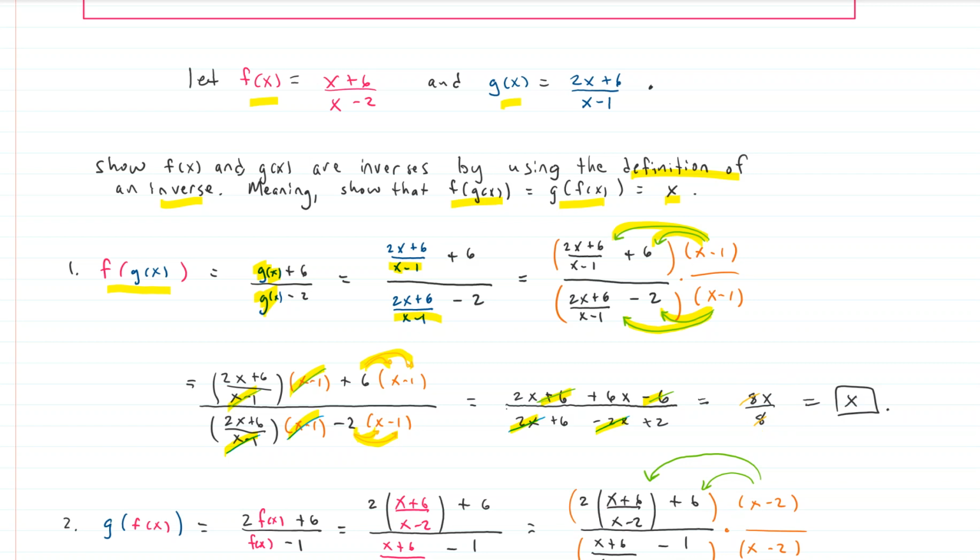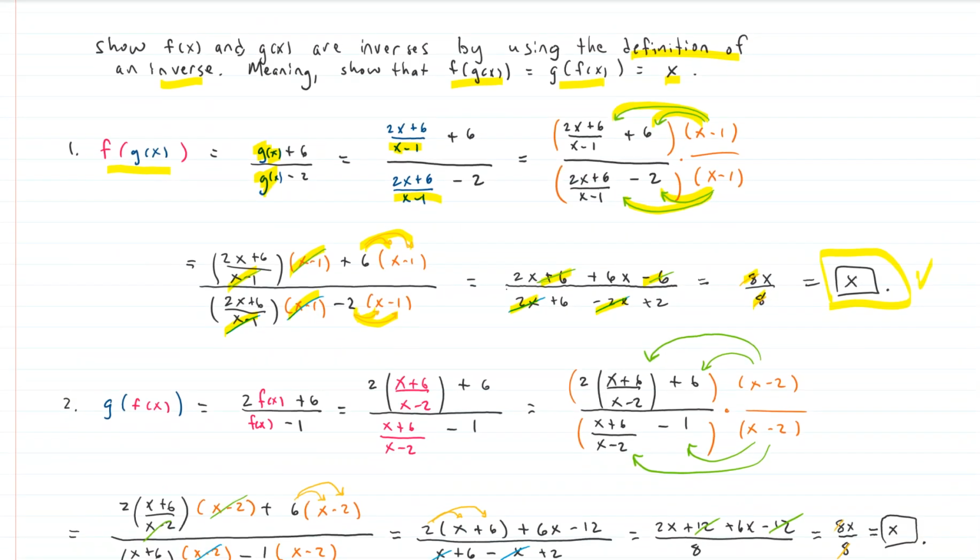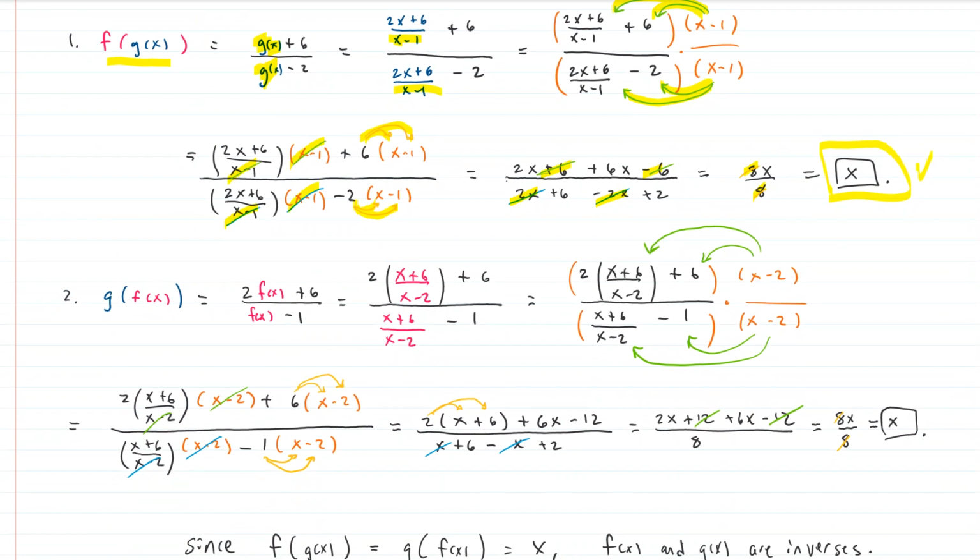And we're left with just 8x over 8. And we can see the 8's cancel, and we're just left with what we wanted, right? We're just left with x. So that worked, right? Remember, both f of g and g of f have to be x, not just one. So let's try the other way. Let's try g of f and see if we also get x.